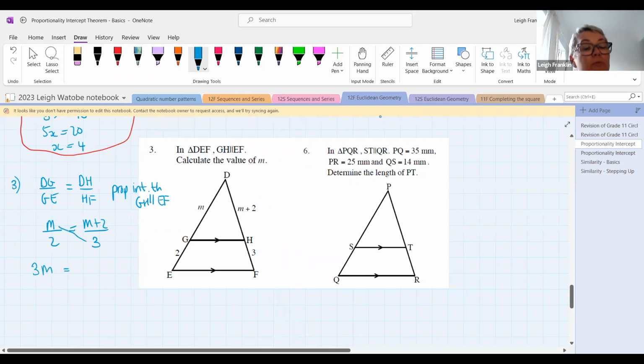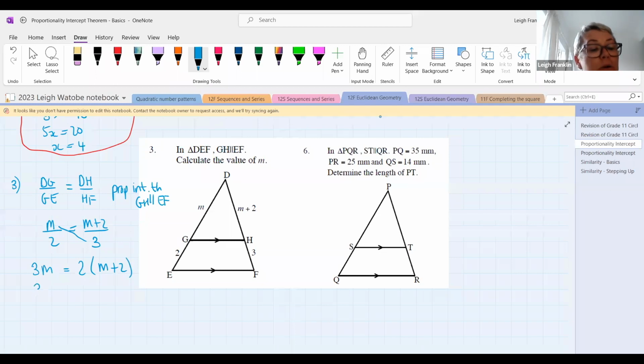So you would have ended up with 3 times M equals 2 times M plus 2. I don't know if Teddy's disappeared. No, I'm still here, ma'am. Oh, you're still here? Sorry, Teddy, please continue. Sorry, I beg your pardon. And then we're going to get 2M plus 4 on the other side. Then we do algebra to solve for M.